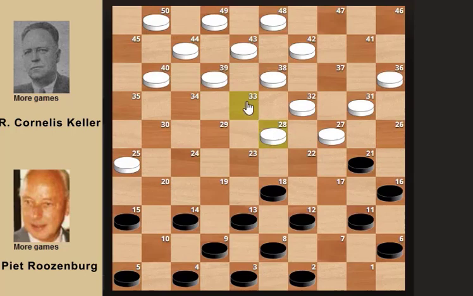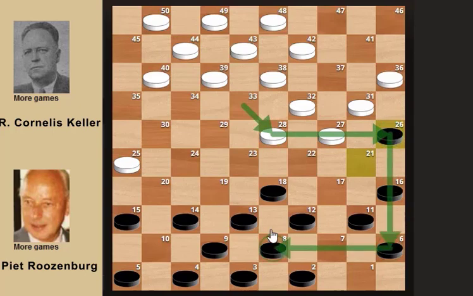Then Keller played 33-28. This move was answered by Roozenburg by playing 21-26. So 21-26, if we draw the square, then we know 26 can be taken. So Roozenburg moved his piece from 21 to 26 to control the vertex of the square at 26.